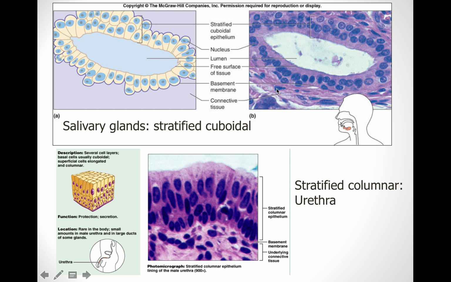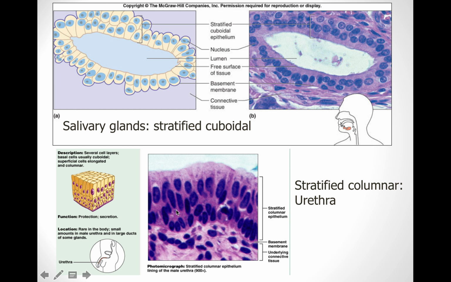Now, the top picture you have here represents your stratified cuboidal cells. You can see there are multiple layers of cuboidal cells stacked on top of each other, describing the stratified characteristics. An example of this tissue is the salivary gland. Stratified cuboidal is relatively uncommon in the body, so we don't actually look at it in histology when it comes to your lab later on.